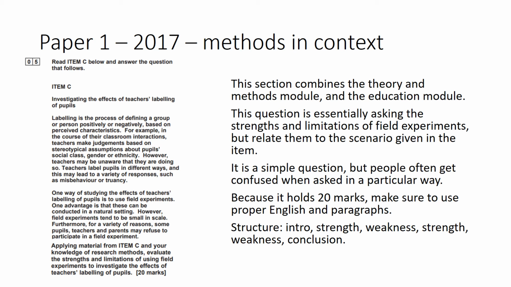I think this is the final question, maybe. Oh no, there's one question after this. Sorry. This is moving into the methods in context section, which is a 20-mark question. Again, you've got another item, and this is the section that combines the theory and methods with the education module. I feel like people tend to get quite confused with these questions, because this specific one is essentially asking the strengths and limitations of field experiments, but the way they word it can confuse people about what they're actually being asked to do.